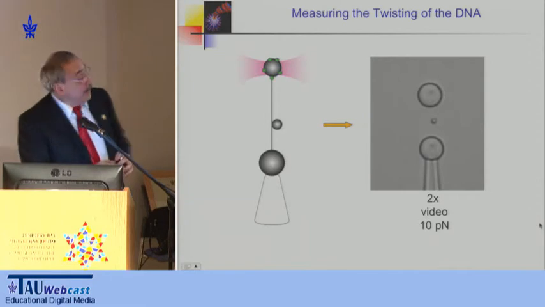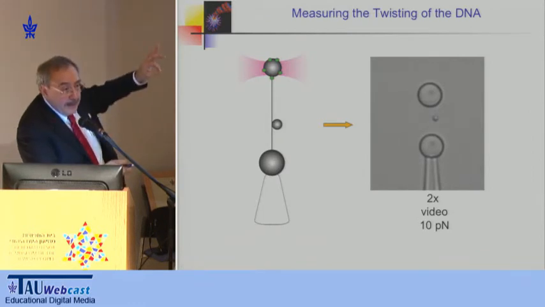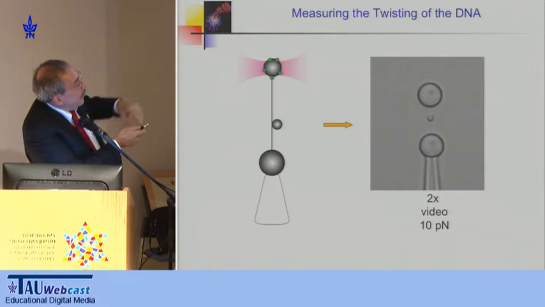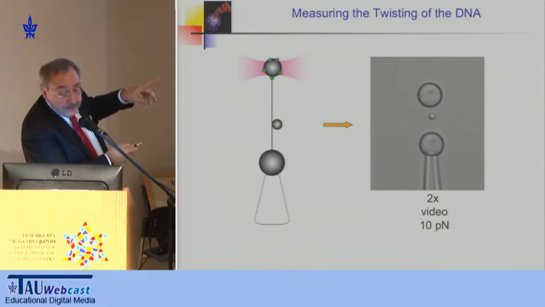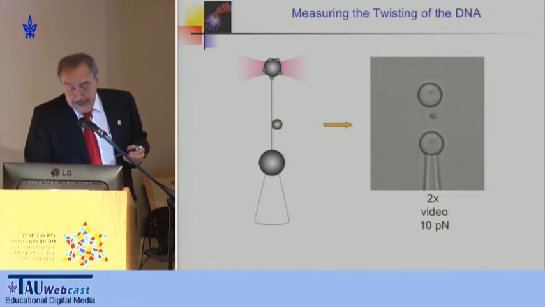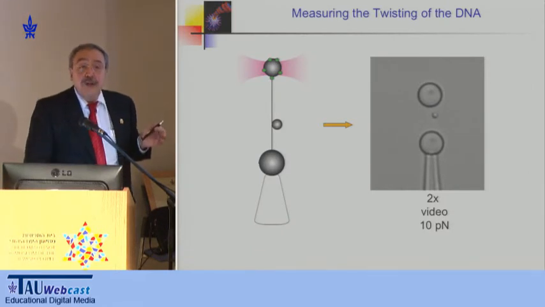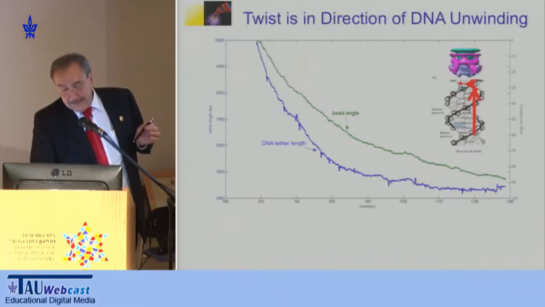What you observe is this. As you can see, as packaging proceeds and the DNA is being internalized into the capsid of the virus, the DNA is being rotated. Okay, so the motor apparently can generate not only force, but also can generate torque on the DNA.